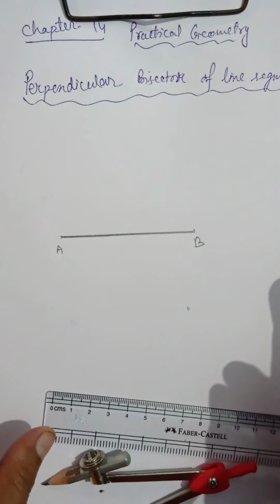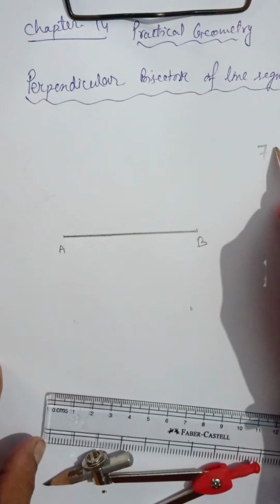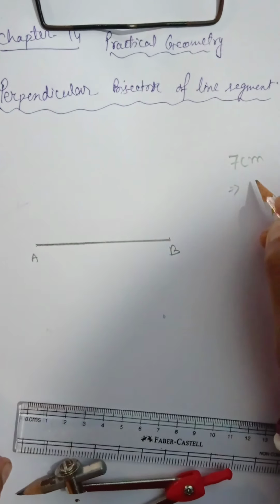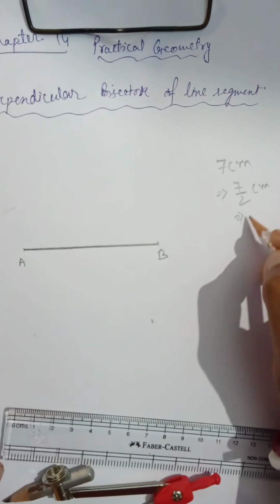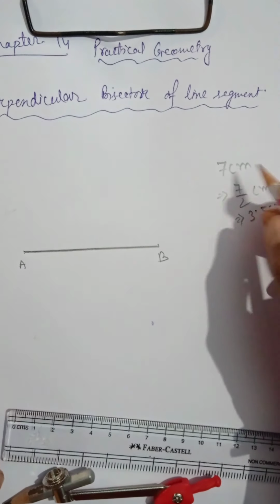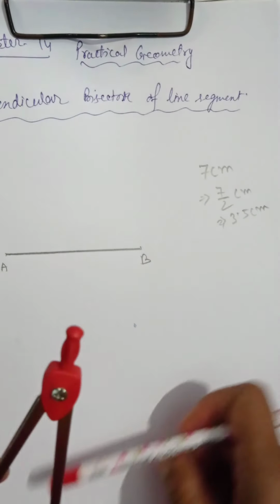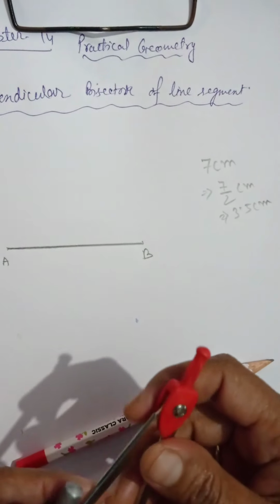It is 7 centimeters, so what will its half be? 7 divided by 2, how much will you get? It will be 3.5 centimeters. So I have to verify this after completing the construction. Let's see how we can do it.